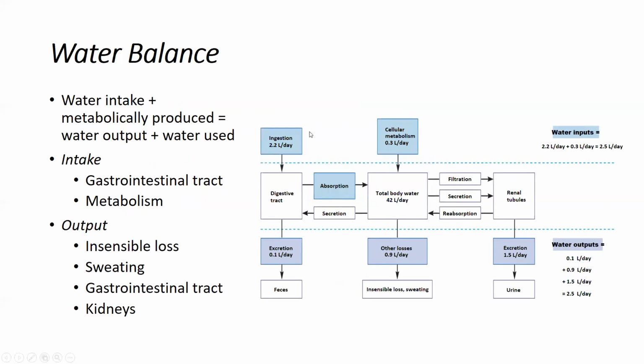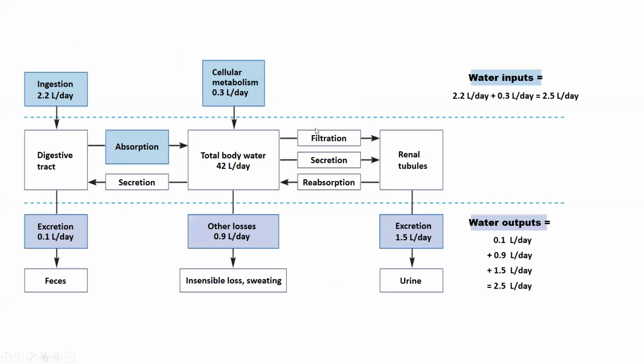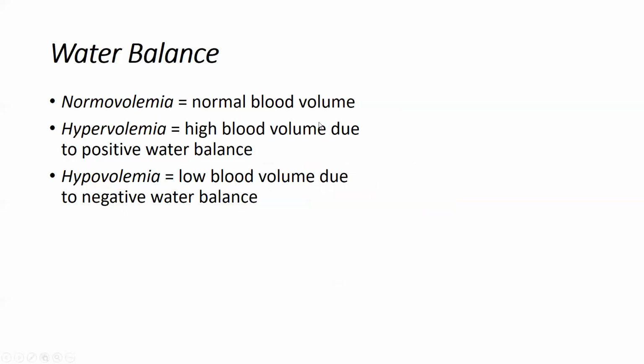Now this ties back to that intake versus outtake, which we're not going to stress anymore. Okay. Let's talk about these terms. So normovolemia versus hypervolemia versus hypovolemia. This has to do with blood volume. So how is your blood volume? Is it balanced? Is it too much or is it too low? And this ties back to that water balance scenario.